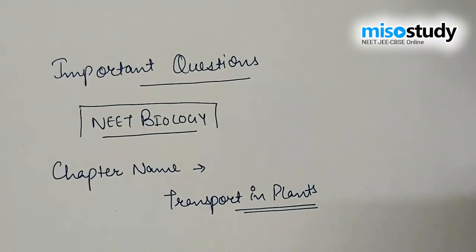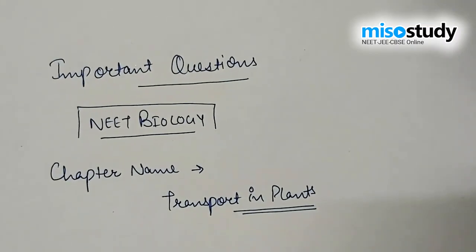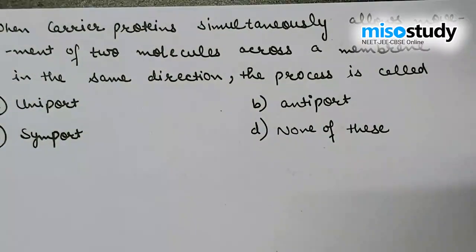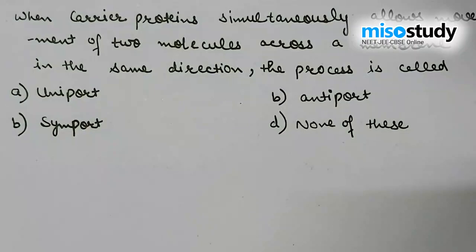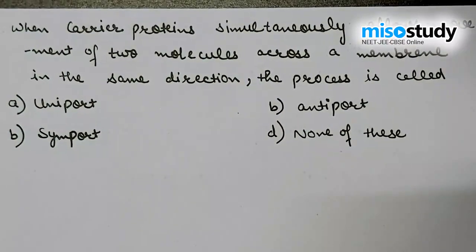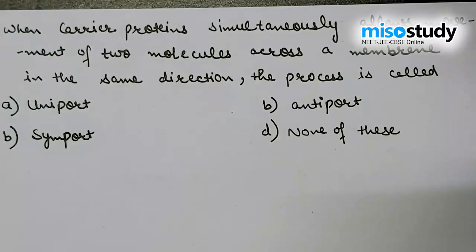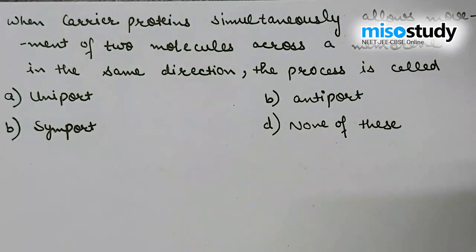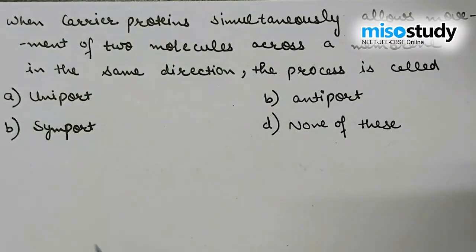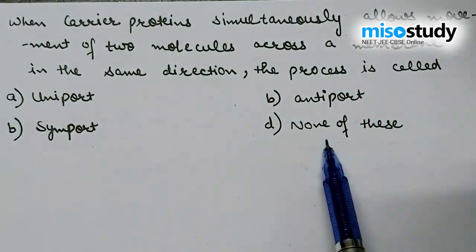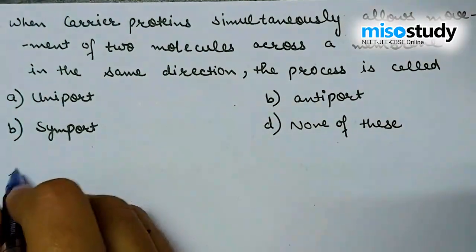Let's start the session with the first question from Transport in Plants. The first question from the chapter is: when carrier protein simultaneously allows movement of two molecules across a membrane in the same direction, the process is called uniport, antiport, symport, or none of these?